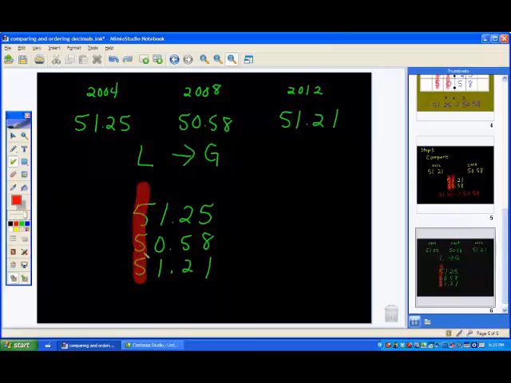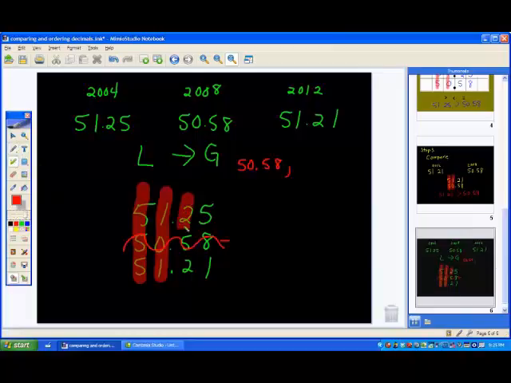They all have 5 in the tens place. Here, I start to see a difference. The 0 is smaller than the other 2, so I already know that this one's going to be my smallest. So I'm going to put it first in the list. Okay, now that one's done with, so we don't need it anymore. And we're going to be comparing these two.